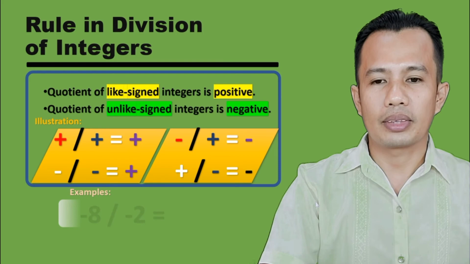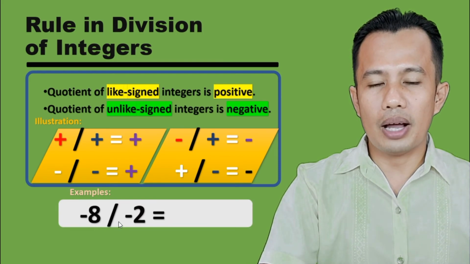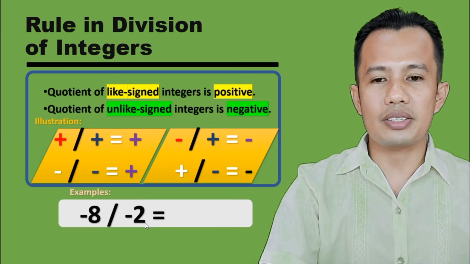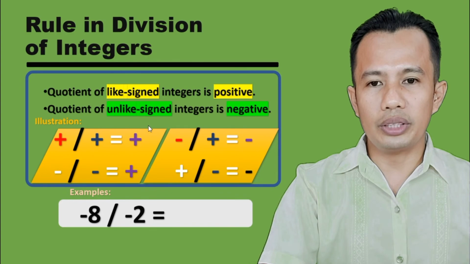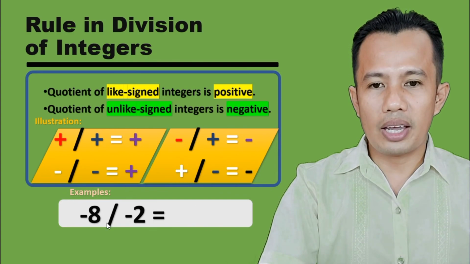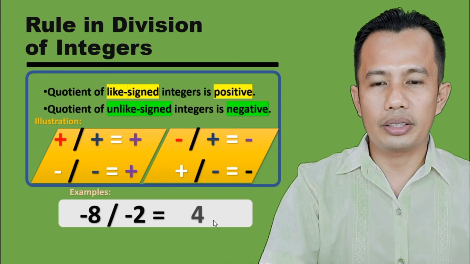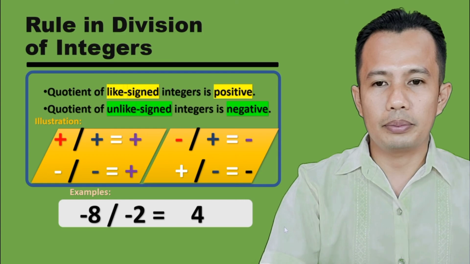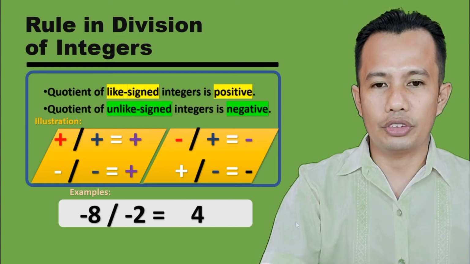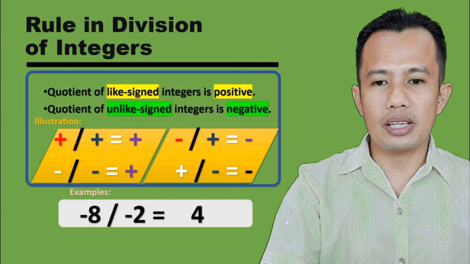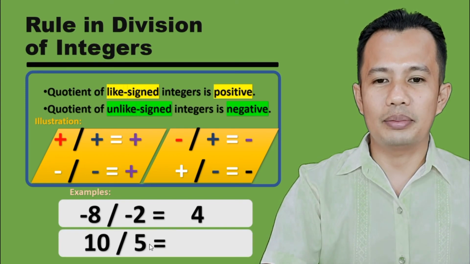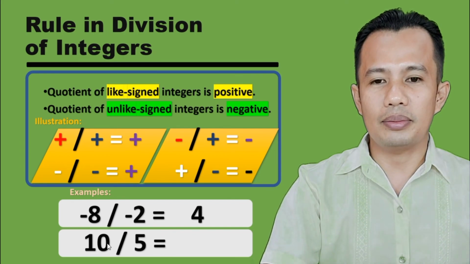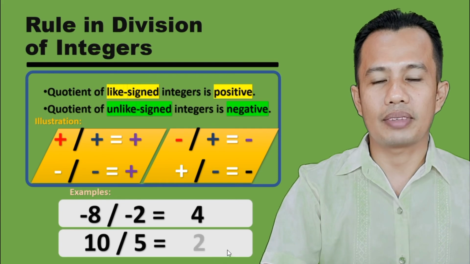For example, negative 8 divided by negative 2. This one is like signed integers, so the quotient should be positive. 8 divided by 2 is equal to 4. And since they are like signed integers, the answer should be simply positive 4 or 4. Another example, 10 divided by 5. And this one is simple arithmetic again. 10 divided by 5 is simply 2.